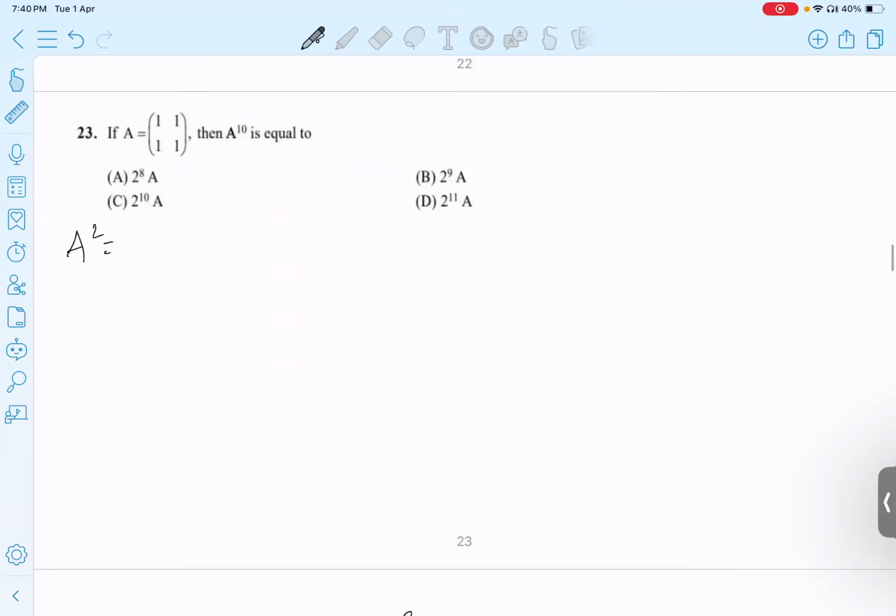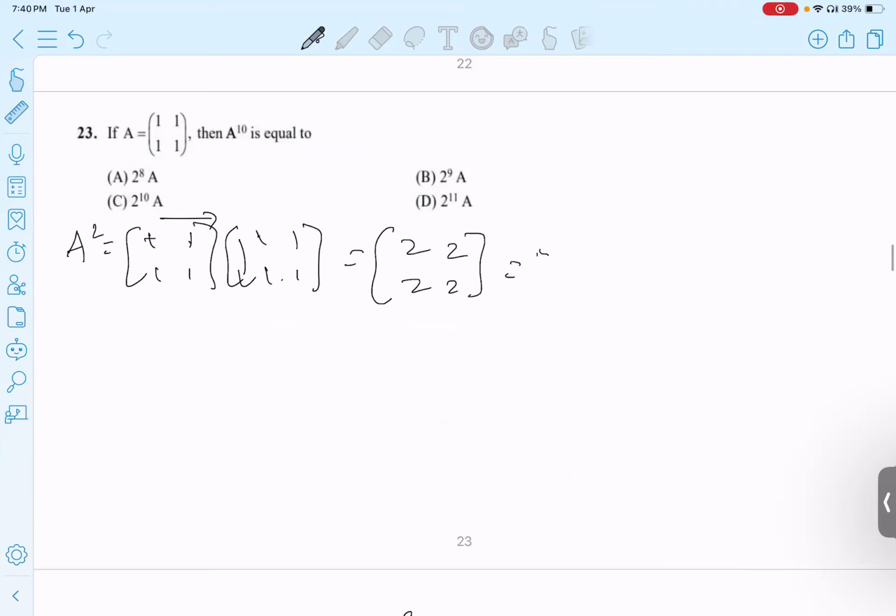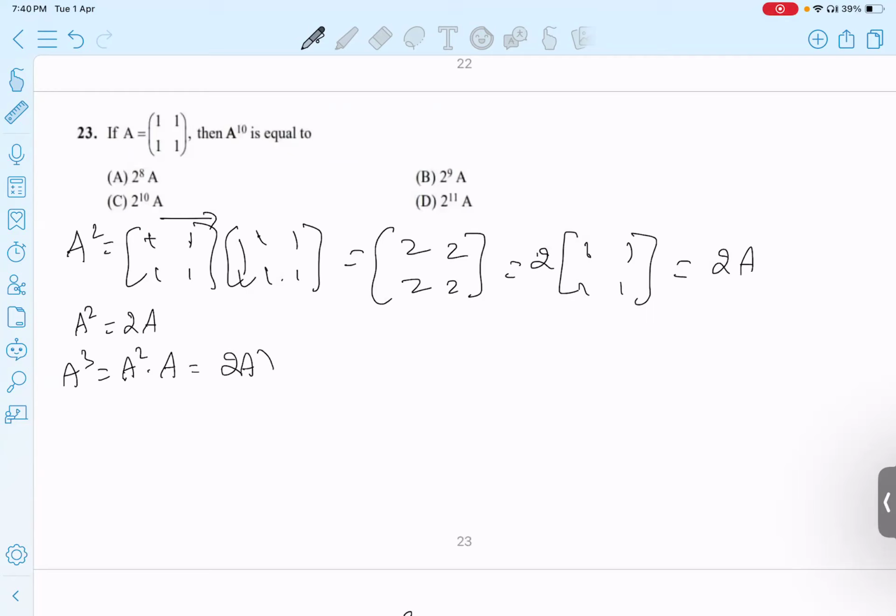Let us find what A square is. First row, first column: we get 1 into 1 plus 1 into 1, which is 2, 2, 2, 2. If I take out 2 as common, I'll get 1, 1, 1, 1, which in turn gives you 2A only. So A square is equal to 2A. What about A cube? A cube can be written as A square into A, that is 2A into A, which will be 2 into A square again. That is 2 into 2A, which can be written as 2 square into A.